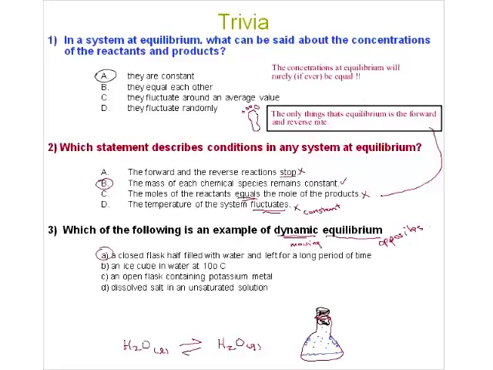In B, it says an ice cube in water at 10 degrees Celsius. Well, at 10 degrees Celsius, the ice is going to all melt. It's not going to freeze up anymore. So that's no good. You only have one direction. An open flask containing potassium metal? No. The potassium metal is actually going to react with the water vapor that's in the air and disappear. It's going to be gone forever. And D, dissolved salt in an unsaturated solution? Absolutely not. The only type of solution that's in equilibrium is saturated. All right, so the answer is A.